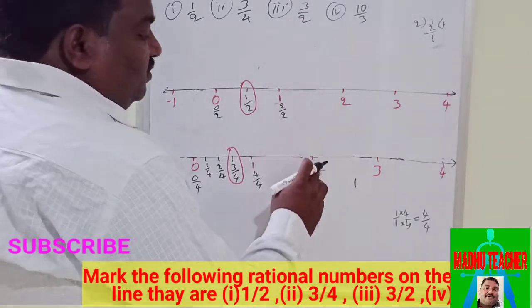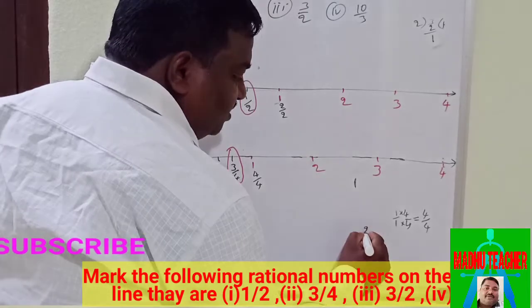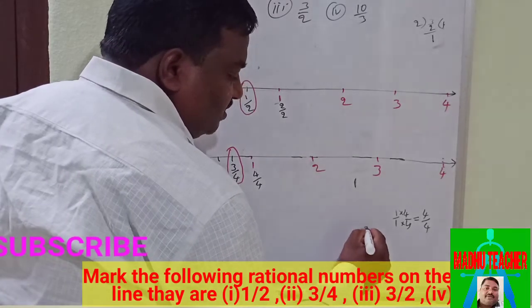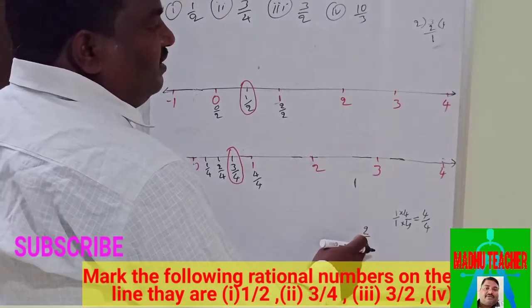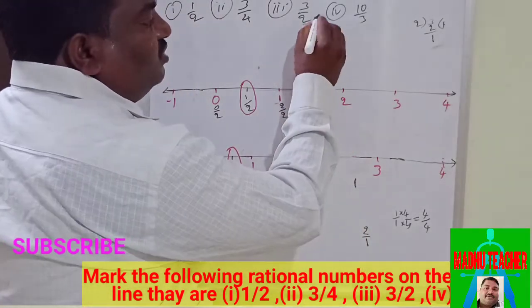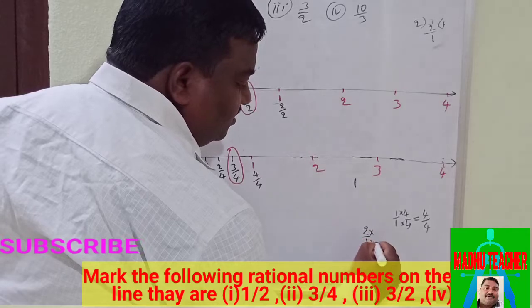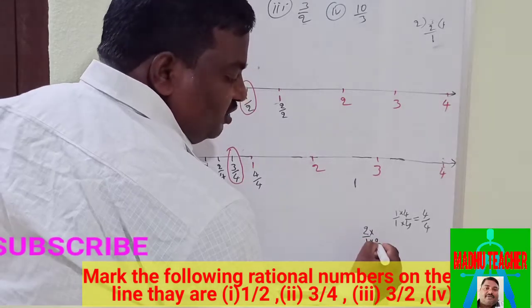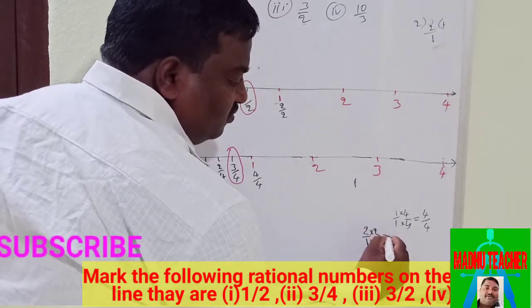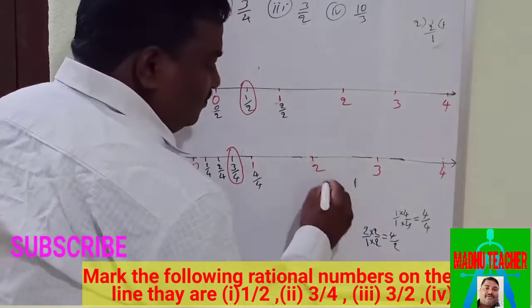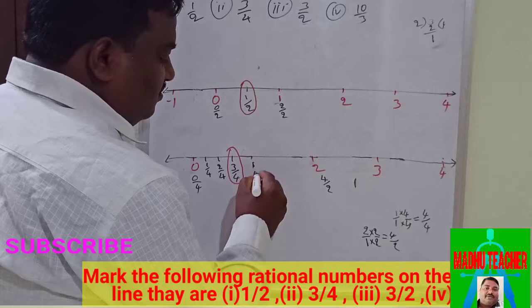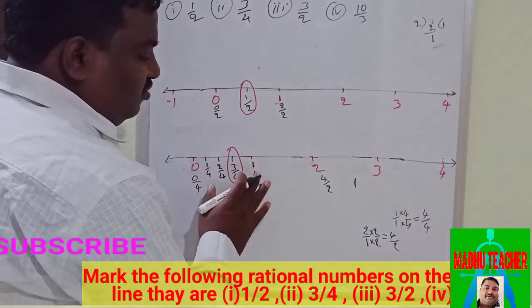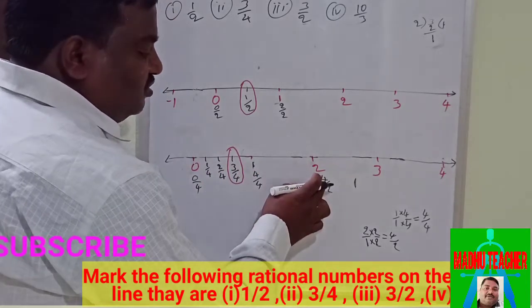So now write the equivalent fraction to 2. First of all 2 we can write as 2 by 1. For the equivalent fraction to 2 by 1, its denominator should be equal to 2. That is into 2. 1 into 2 is 2. So into 2, 4 by 2. So this is 4 by 2. Now this 1. So forget this previous one. We are doing this one.